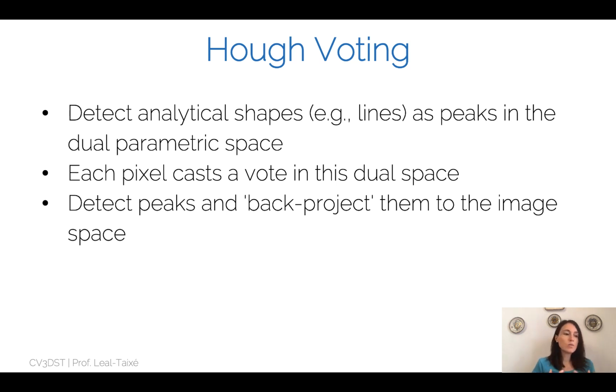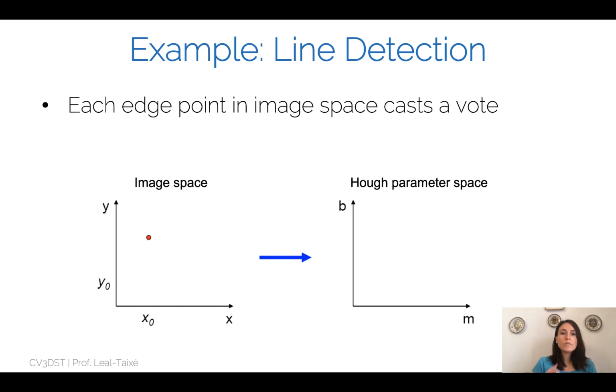So essentially what we would have is each pixel would cast a vote in this dual space. And then we would detect the peaks in the dual space and kind of back project them to the image space to detect, for example, a line. So let me put it into a visual example. So we want to do line detection. And all we have in order to detect a line are different points that are placed on top of a line. So essentially what we want to do is to fit a line through these points.